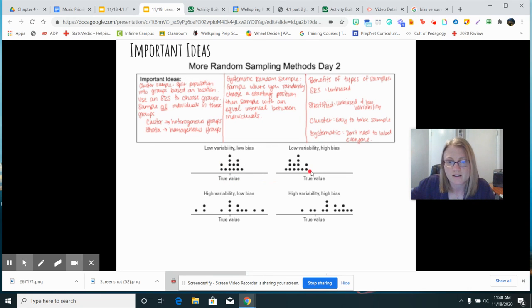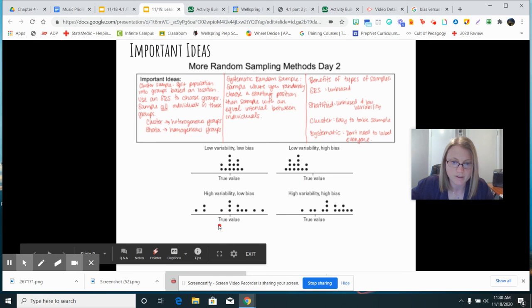Anything that's biased, again, is not centered over where it should be. So if you're doing a convenience sample or not a random method, that's going to be biased usually. Sometimes they have low variability, which is nice, but they're centered where they should not be. So it doesn't give us a good estimate of what the true value is. And then these are really what we don't want. They're all over the place and they're not accurate. They're very, very biased or skewed.